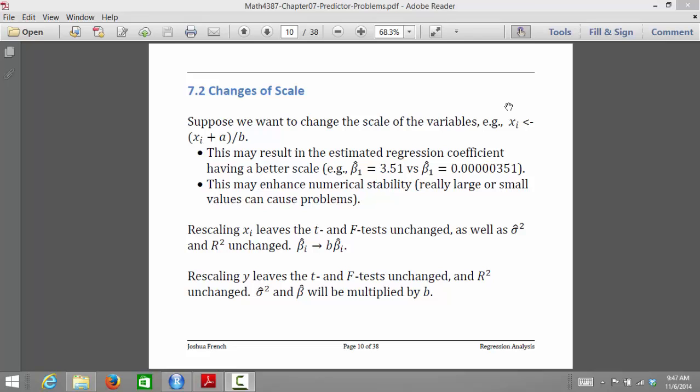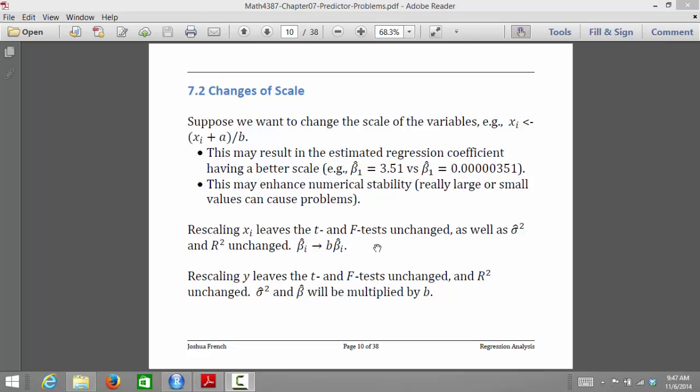One is that it may result in an estimated regression coefficient being on a better scale. For example, maybe we get an estimate of beta 1 hat of 3.51 instead of 0.0000351, which is easier to interpret for people. It also enhances numerical stability. When you have really, really large numbers or really, really small numbers, the computer doesn't do as well as you would like it to. We like to think of computers as being exact in their calculations, but they can only handle certain levels of precision. If your numbers are too big or too small, it's not going to work out so well, and you'll need to scale your data.